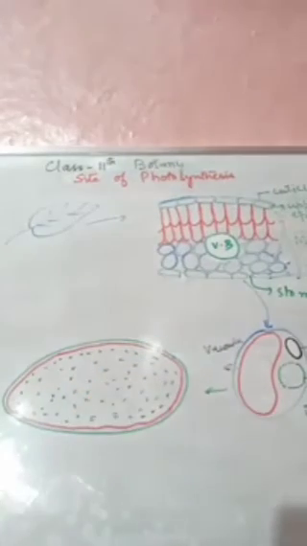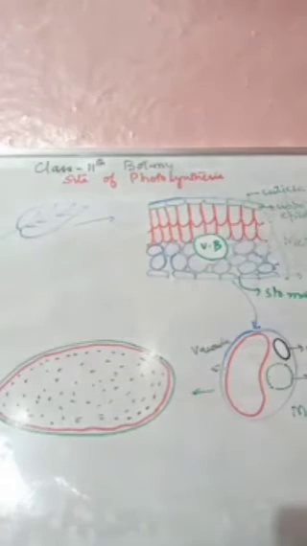In this stroma, we will see membranes which are stacked over each other to form a structure called granum. Now, let us see how these structures look.